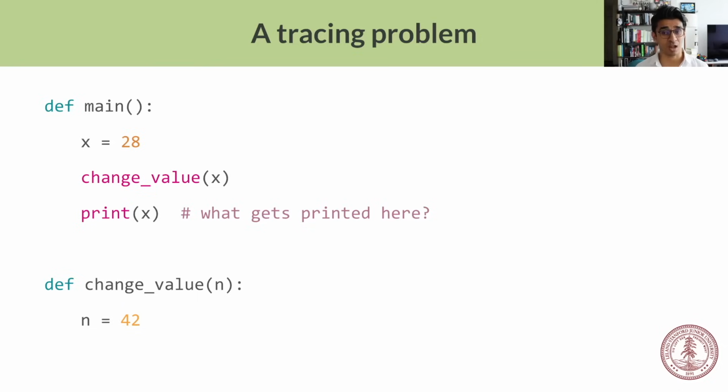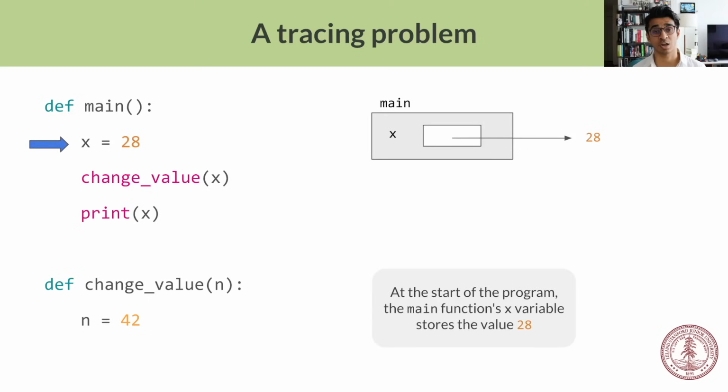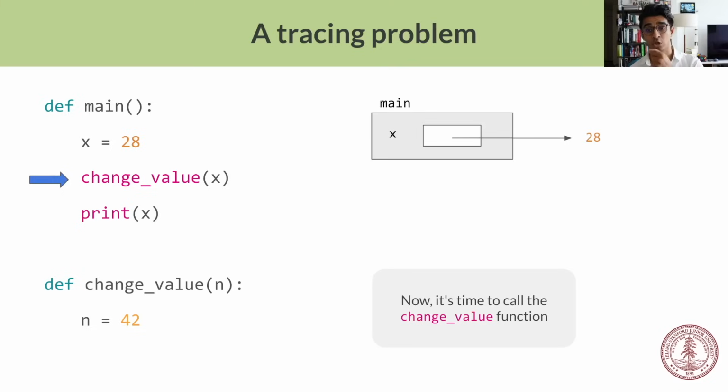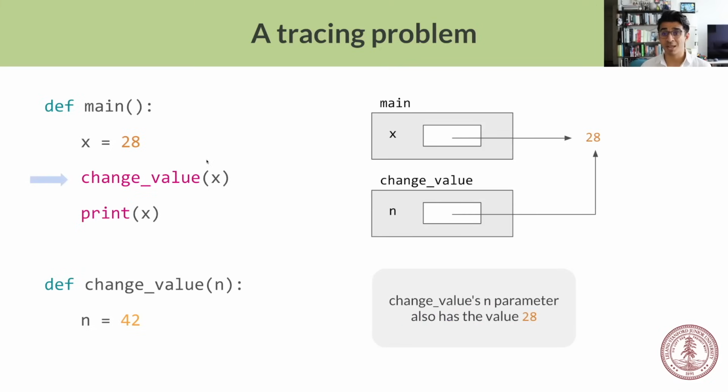I'm not going to spoil the answer immediately, but I do want to go through this step by step. So let's start with the very first line of code. x equals 28. What's going to happen is that we're going to make a box in our main function labeled x, and it's going to point at the value 28. Once that happens, we're then going to call the change_value function. Because we're passing x as a parameter into change_value, which is calling it n, we're going to have both x and n looking at the value 28 over here.